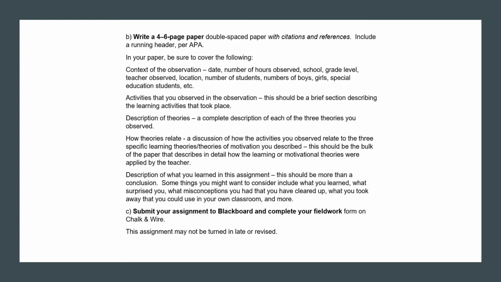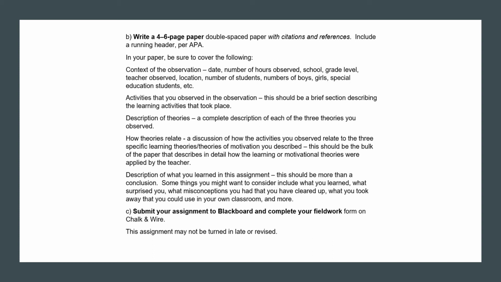You're going to go back and write a 4 to 6 double-spaced paper with citations and references. Include a running header and everything that we've learned about in terms of formatting a professional paper. The outline is as follows. Describe the context. When did you observe? How many hours did you observe? What school, grade level, teacher, etc.